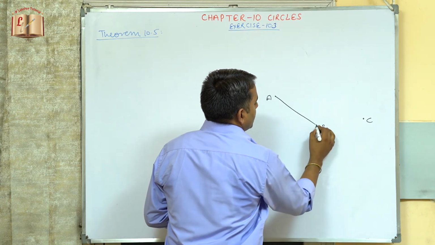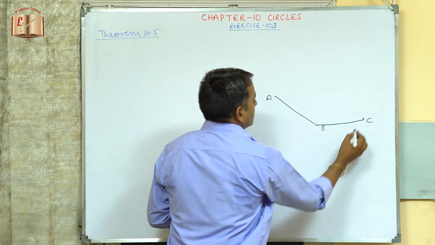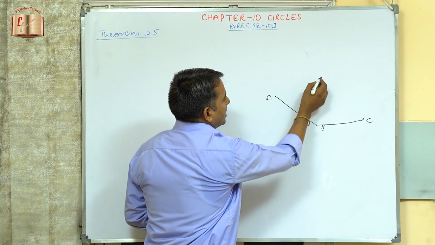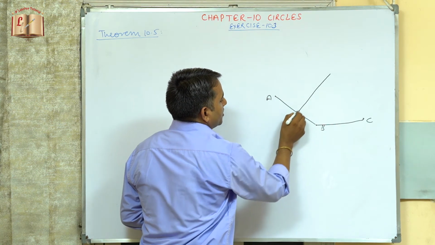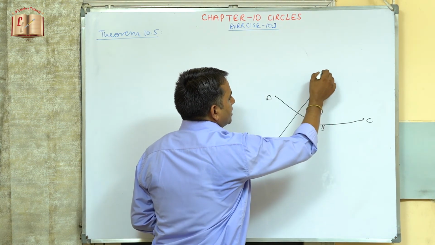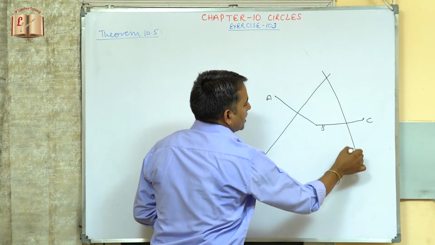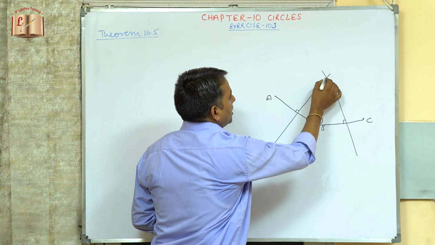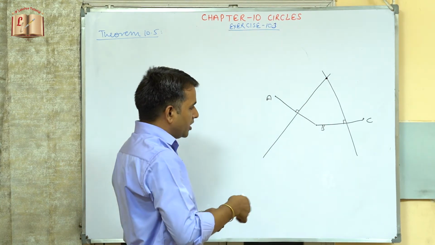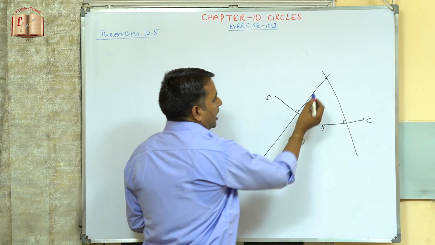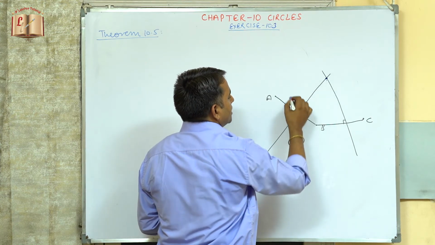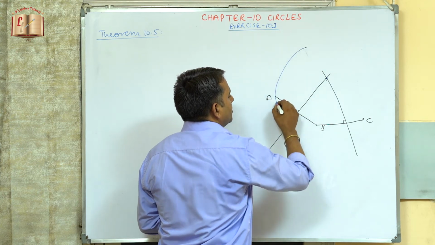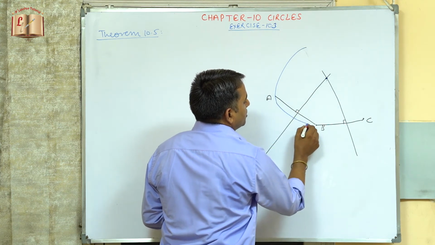So first of all we will join these points and we will draw the perpendicular bisectors. Suppose this is one of the perpendicular bisectors and this is another perpendicular bisector. These are the perpendicular bisectors, both are meeting at this point. So now if we draw a circle from this point, this is now the center of the circle. Drawing a circle from this point, this circle will pass through all these non-collinear points.